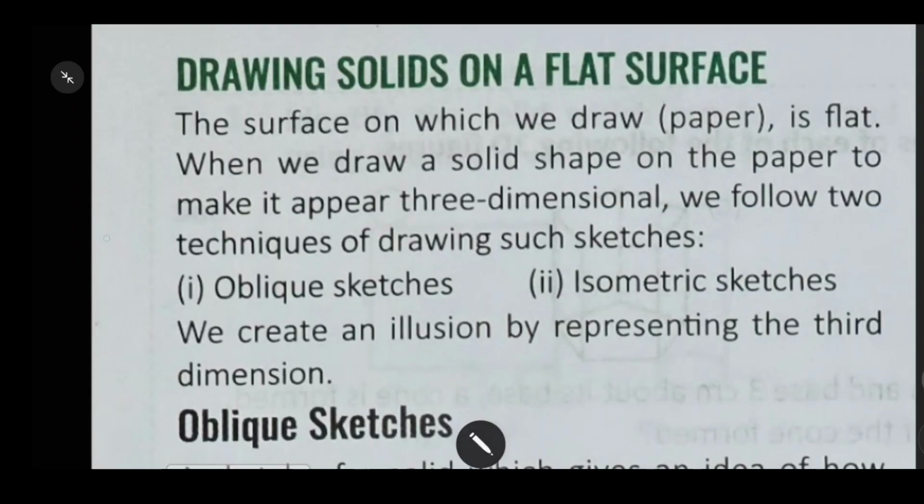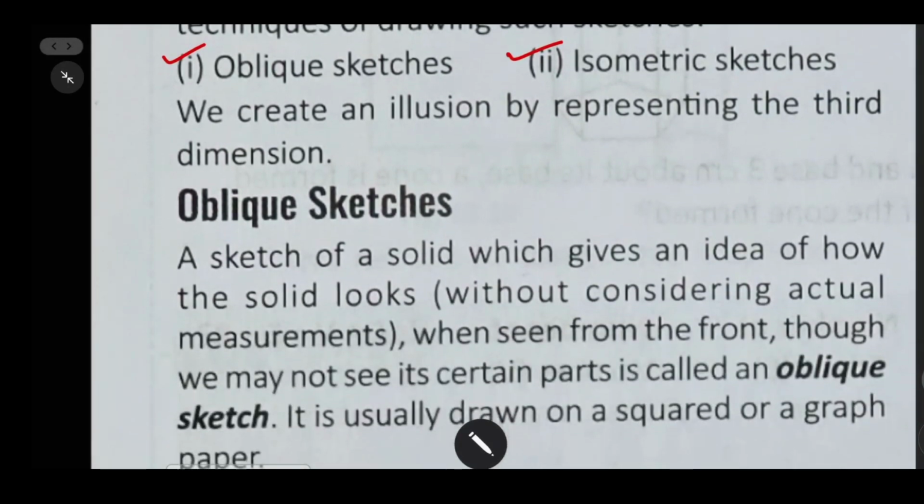Hello students, today we are going to learn about drawing solids on a flat surface. In this video we are going to learn how we can draw a 3D figure on a 2D surface. There are two methods to draw it. One is the oblique sketch and the second one is the isometric sketch. So let us understand what oblique sketches are.